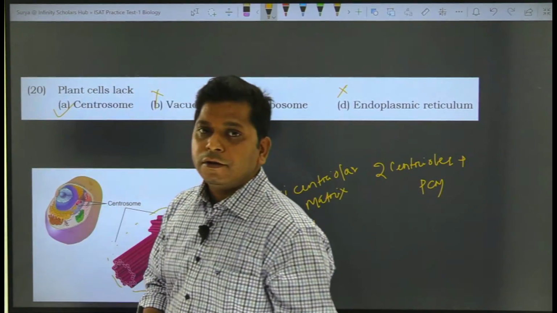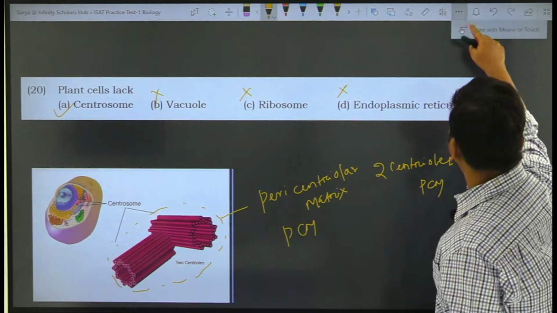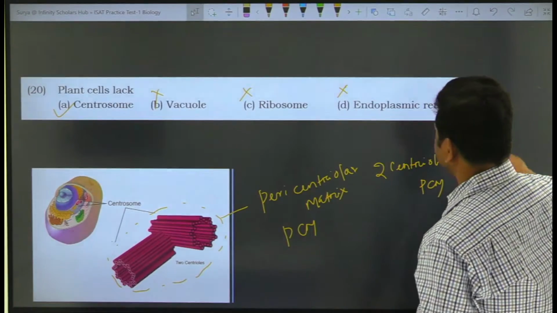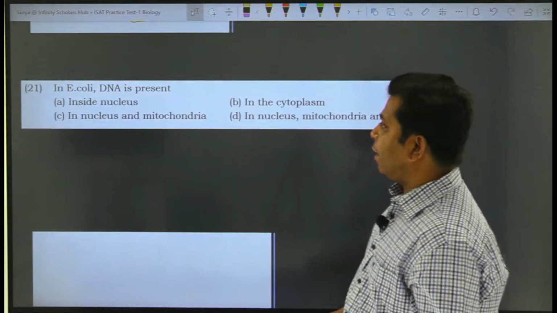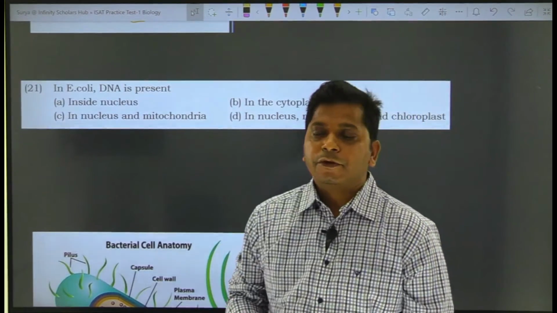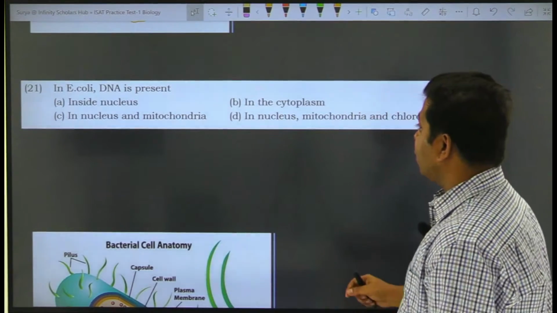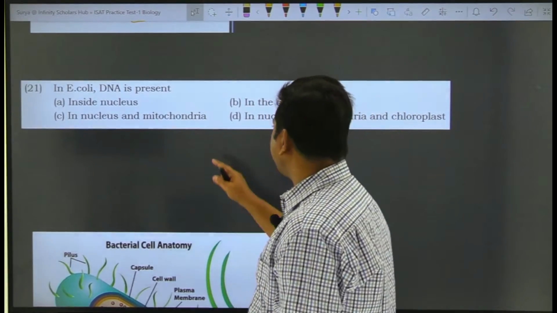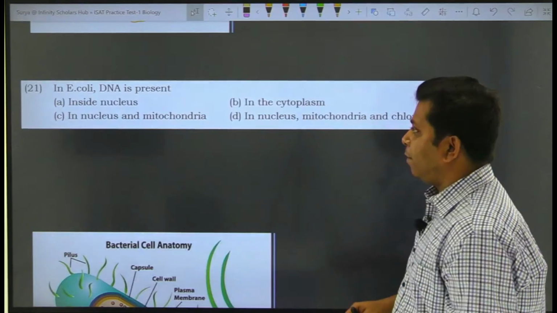Okay, let us go to the next question. In E. coli, where is the DNA present? Inside the nucleus, in the cytoplasm, in nucleus and mitochondria, or in nucleus, mitochondria and chloroplast.